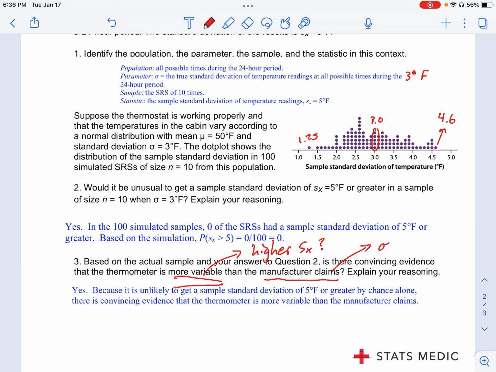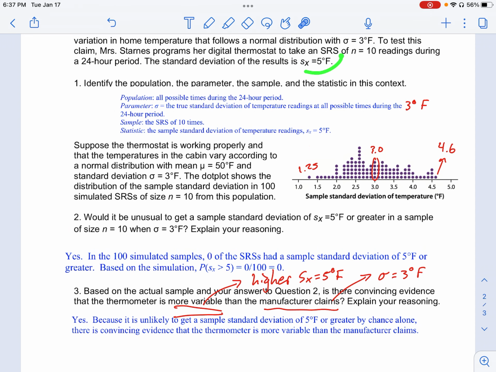The manufacturer's claim is sigma. They're claiming 3 degrees. Their claim is like the population parameter. Okay. Then here, S is what the sample came up with. Sx got 5 degrees. Okay. So here we're getting into the details of the population is expected to be this, but our sample came back with this. And is that significant? Is there convincing evidence that the thermometer is higher than it's supposed to be? Explain your reasoning, okay? And we've kind of talked it through here, right?